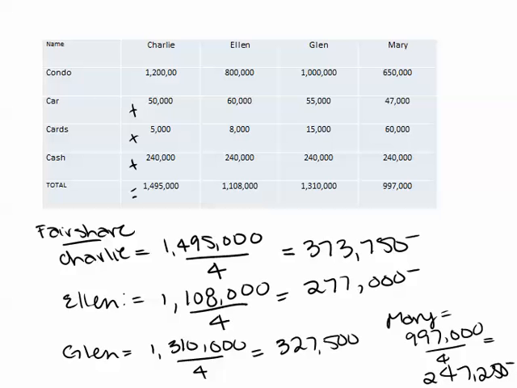Okay, notice again, everybody's fair share is different. Charlie has the largest fair share, but he also is willing to spend the most money to buy those items. Mary has the smallest fair share, but notice she doesn't think the condo is worth nearly as much money as Charlie does. These fair shares will help us determine what items everybody gets and how much cash people get.